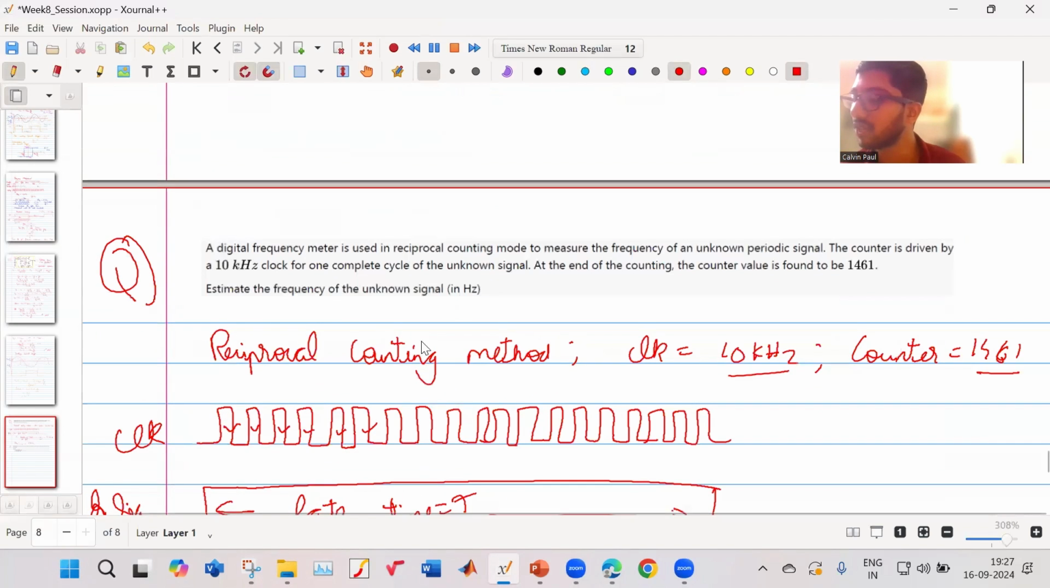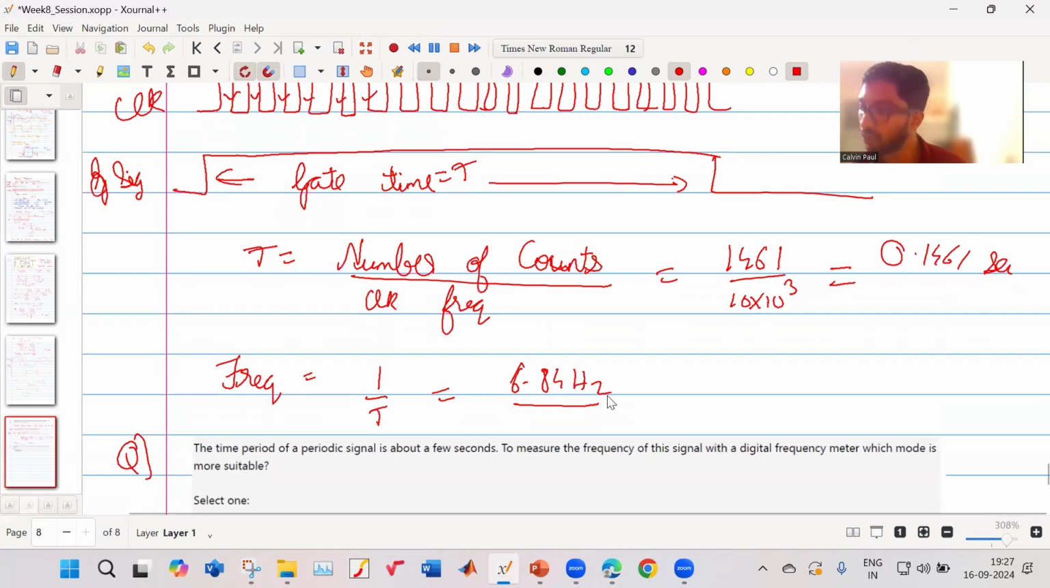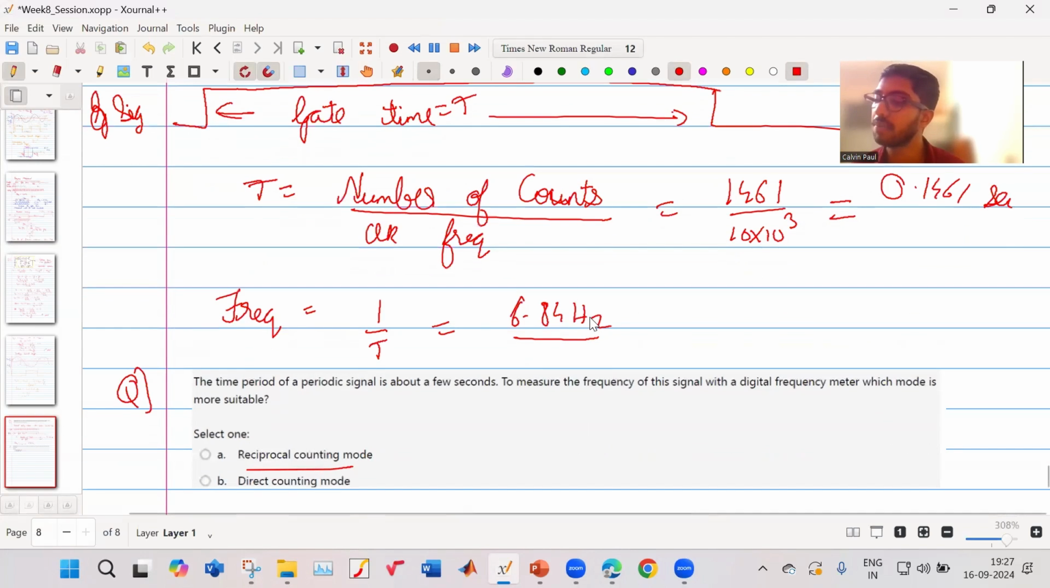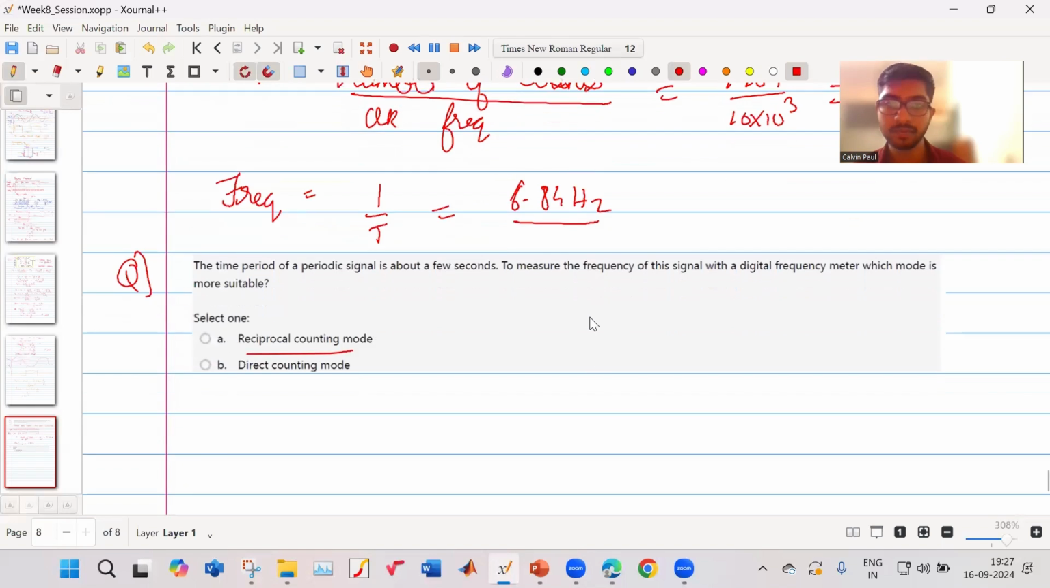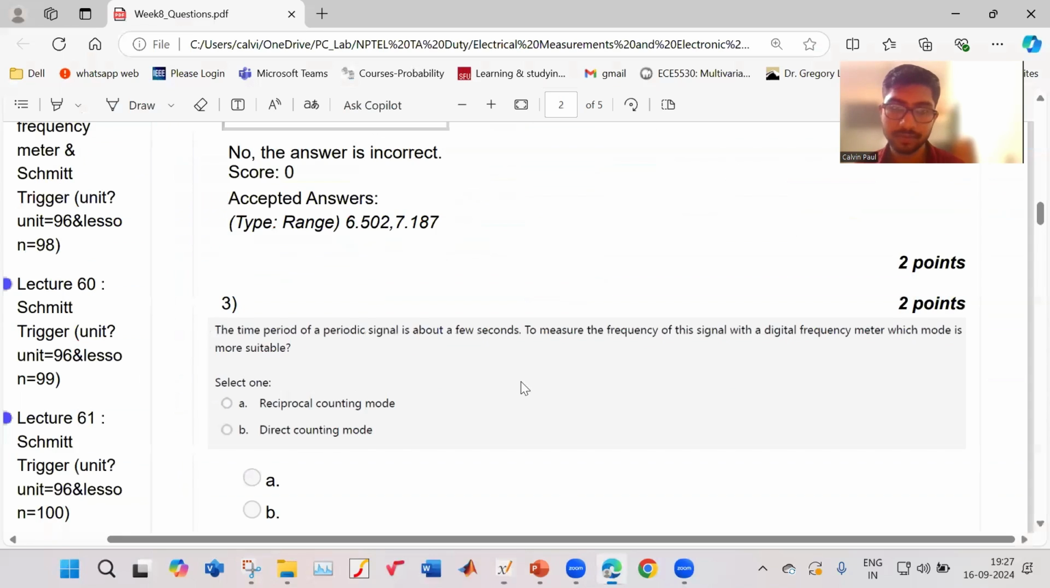So why did we do this? Because the frequency of the signal was 6.84 hertz, right? So its time period was 0.1461 seconds. In the next question, the time period is about a few seconds, more than that. So that's why the reciprocal counting mode is suitable, which can be understood from the previous question. Okay, so now we will go to the next question.